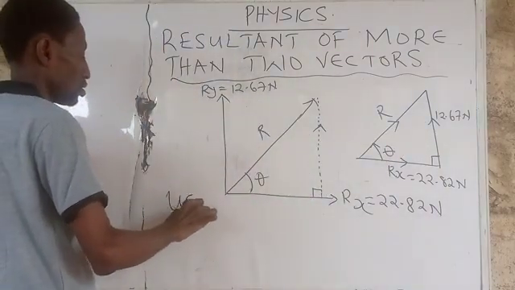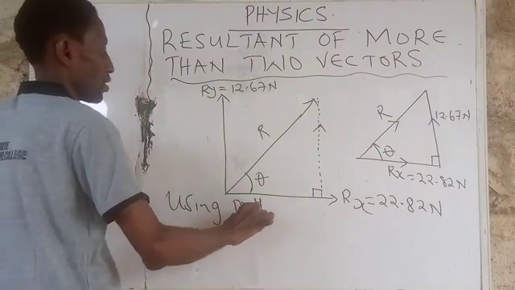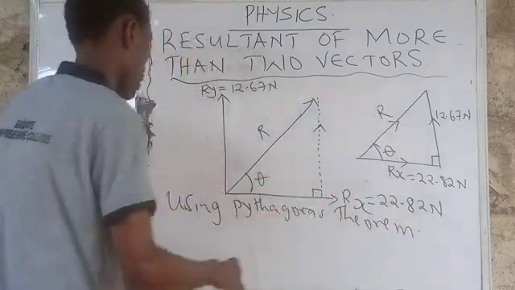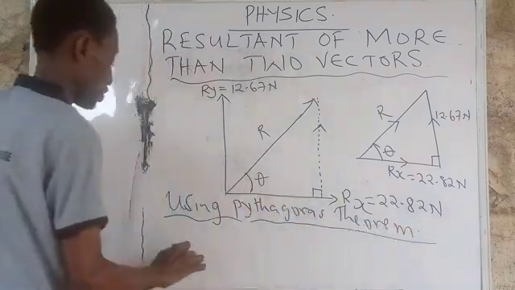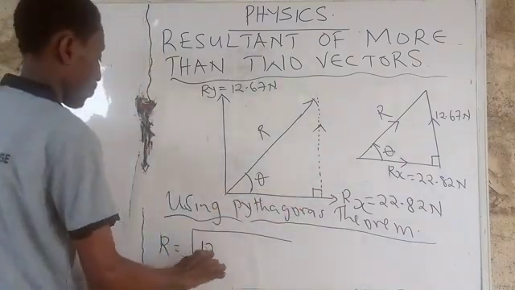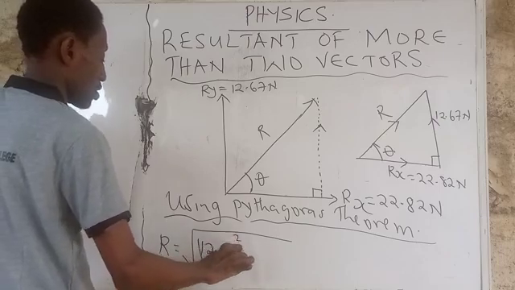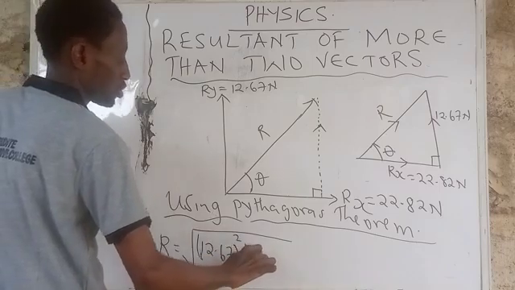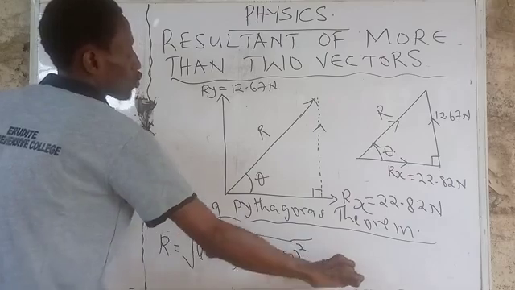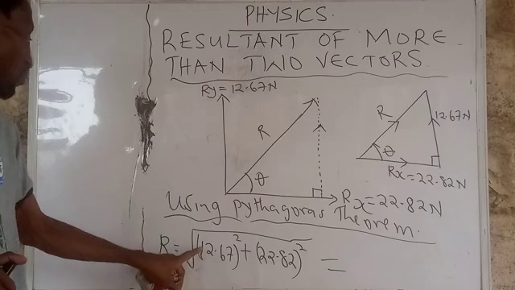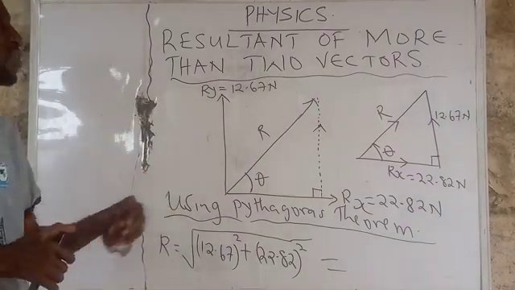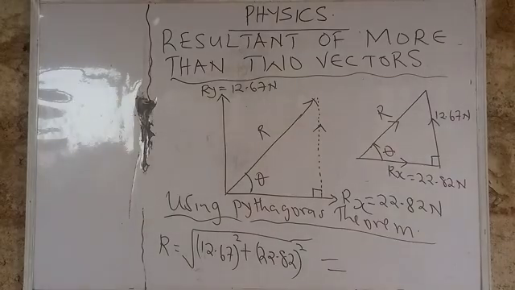So using Pythagoras theorem, we can determine the magnitude of resultant R. So our R will be square root of 12.67 square plus 22.8 square. So press your calculator. 12.67 square plus 22.8 square by Pythagoras theorem. That will give us the magnitude of the resultant R.